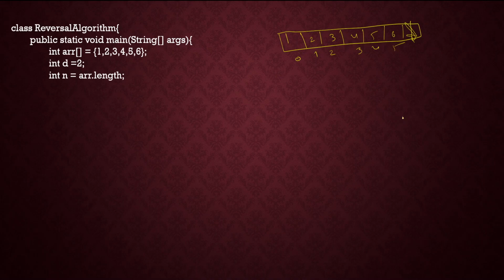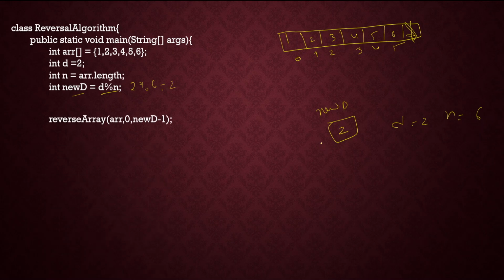What is d? d is equal to 2. Length is equal to n is equal to 6. 6 values are there, 0 to 5 it is 6. Now what is new d? New d will be d modulus n. 2 modulus length is 6, which is 2. So the value has been placed over in new d.